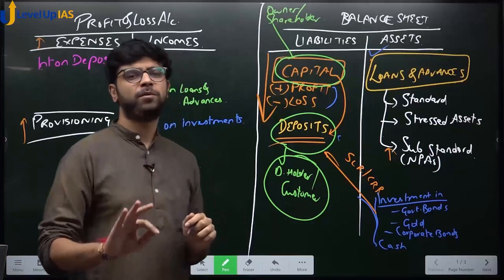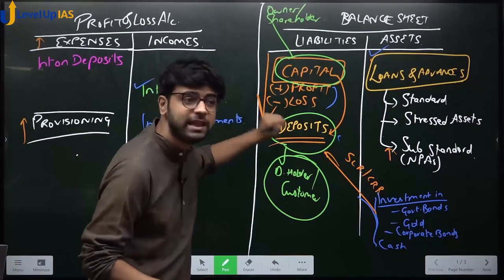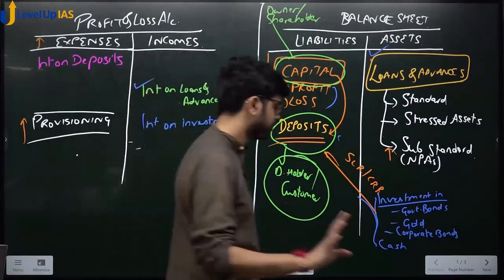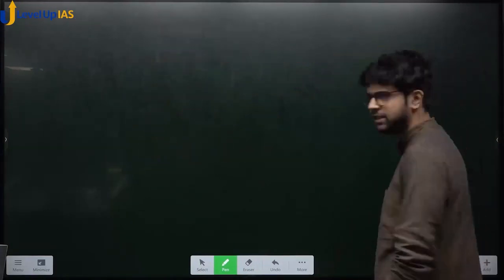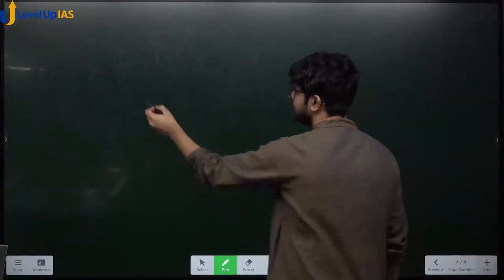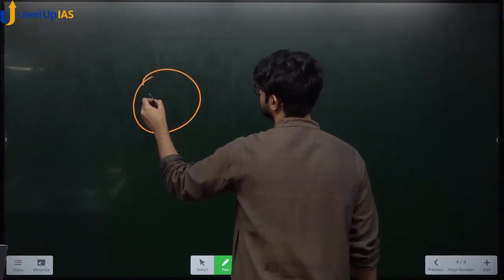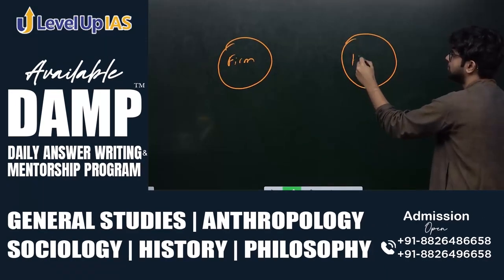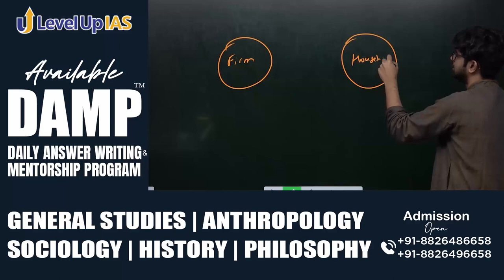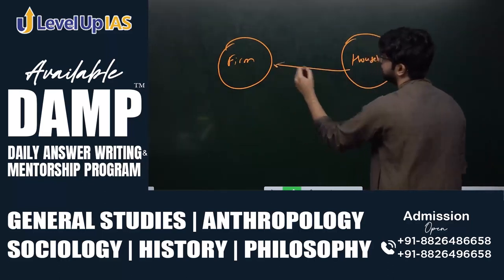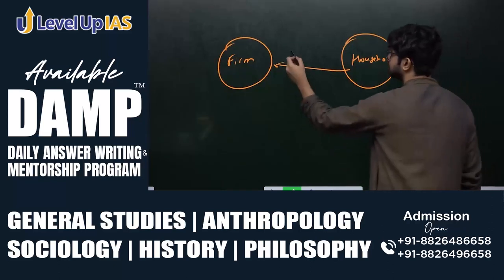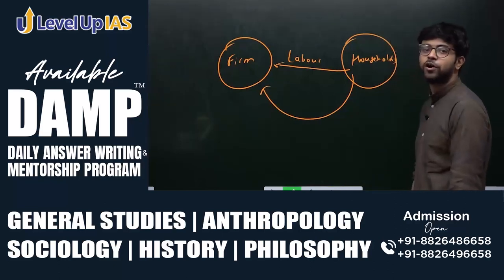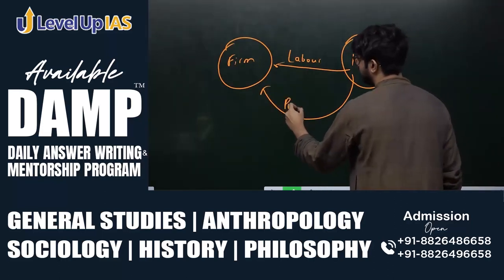What is the ultimate objective? The ultimate objective is to protect the depositors because these are the people who are running the economy. I'll take you to the very first content lecture. You have seen the first lecture, no? Do you remember this? Do you remember something we did? Firms and households. Remember? What do households provide to the firm? Labor. What do households also provide to the firm? Money for buying products. So, purchases of products.